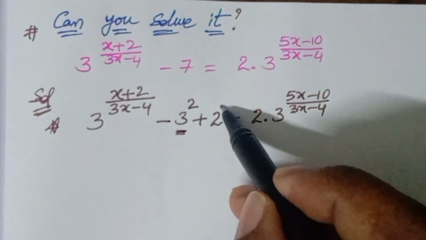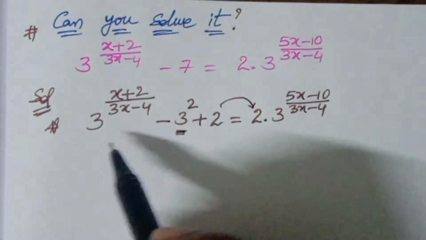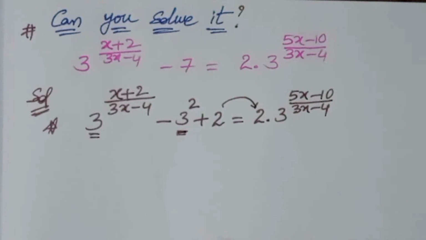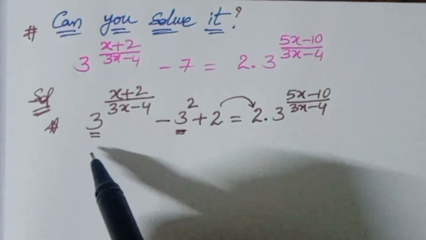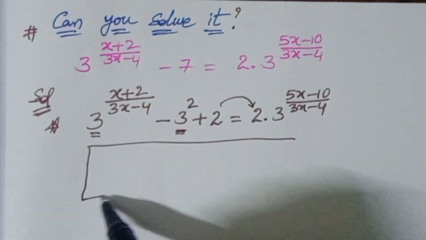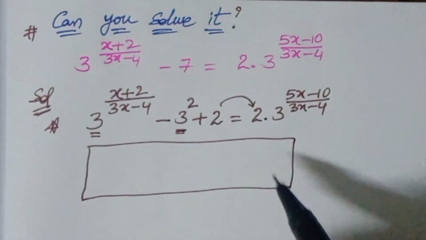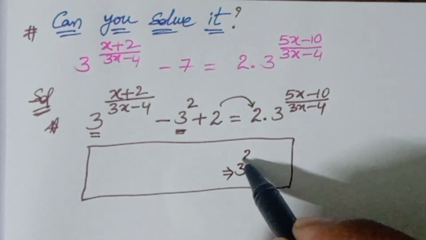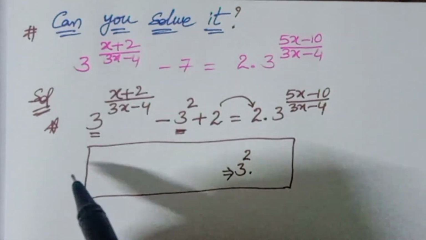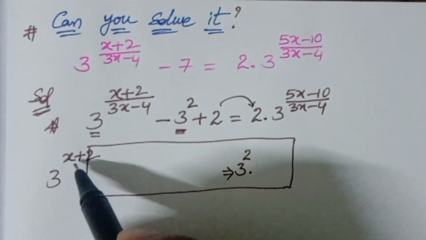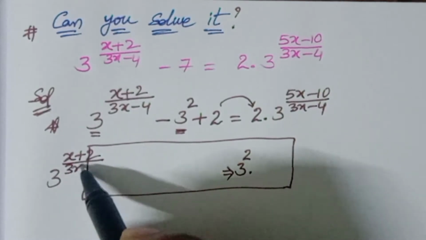Now send 2 that side. In this, you will take 3 square common. So how to take 3 square common? Here, if you take 3 square, that I am writing in one box. 3 square into, so this value should be equal to 3 to the power of (x plus 2) by (3x minus 4).